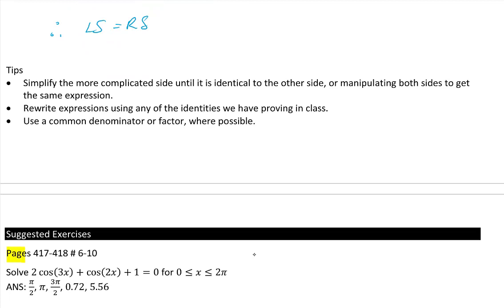Again, here are some questions to try from your book. Here's a good thinking question. Solve this trig equation on the interval 0 to 2 pi, and I've left the answers there for you to check your work.